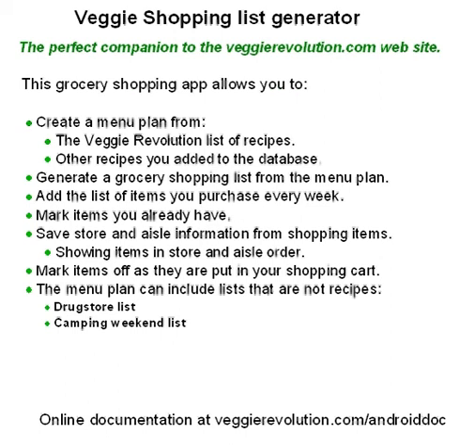Welcome to Veggie Shopping List Generator, the Android app that starts with creating a menu plan for your vegetarian recipes and then automatically creates the grocery list for that menu plan. Rather than going into an extensive description, let's just bring up the app and show you how it works.